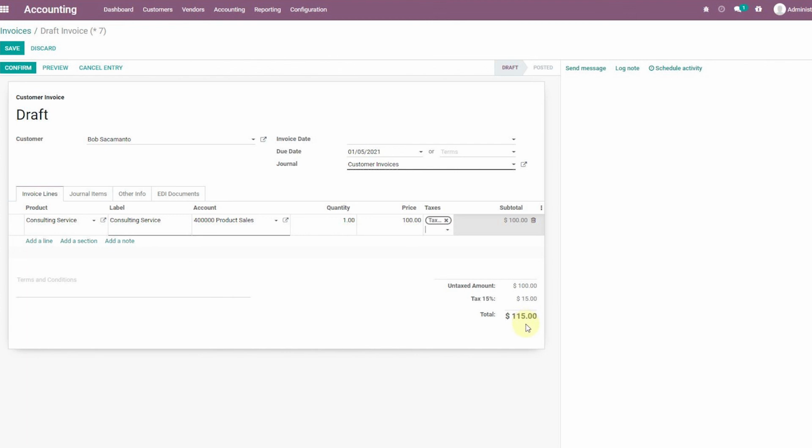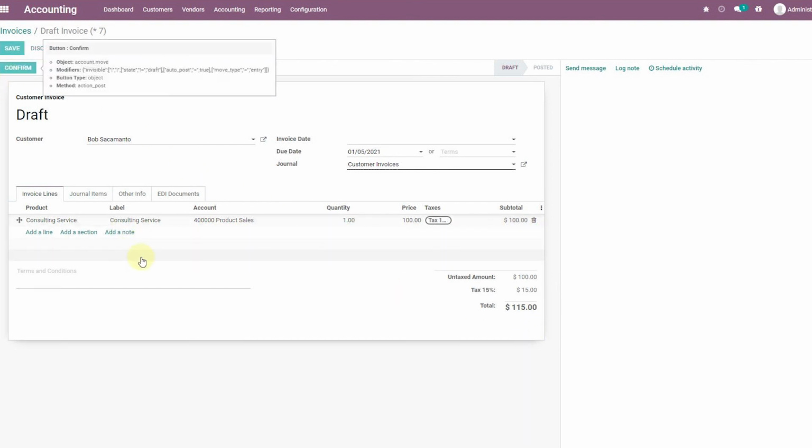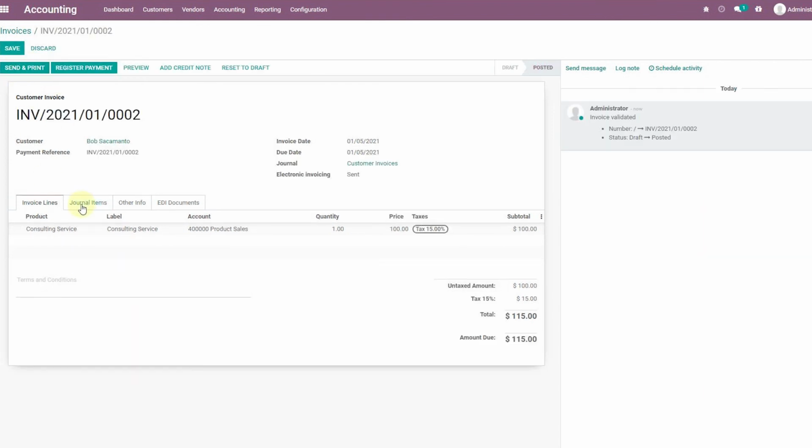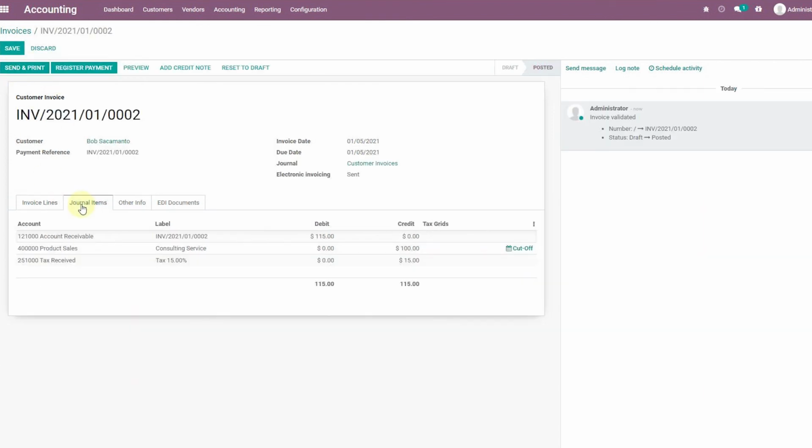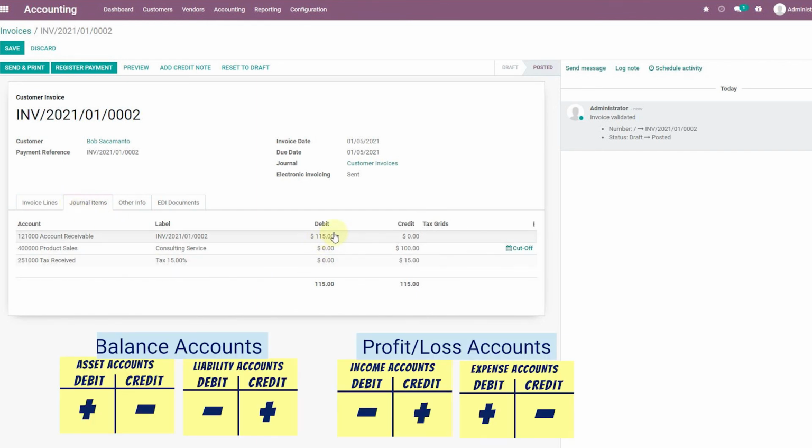We're going to get 100 of that. $15 of that needs to be tracked to turn over to the government, and we're going to see how that is tracked using accounting here. So I confirm this, and notice our journal items are right here. We don't have to go to that other screen to see the journal items. I can click on them here, and notice what happens.